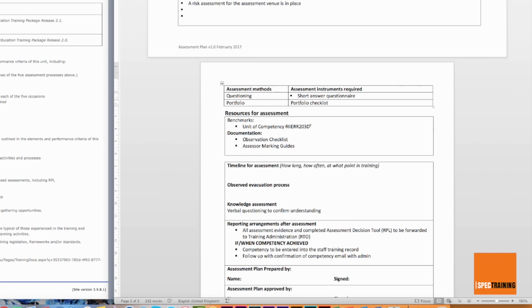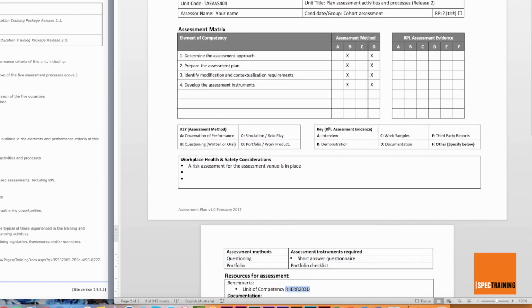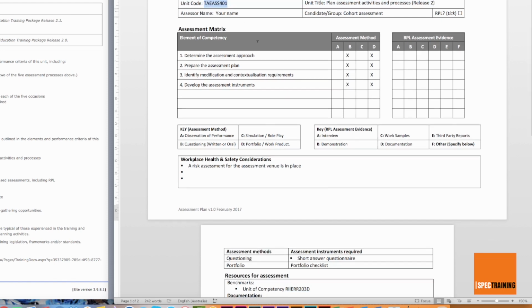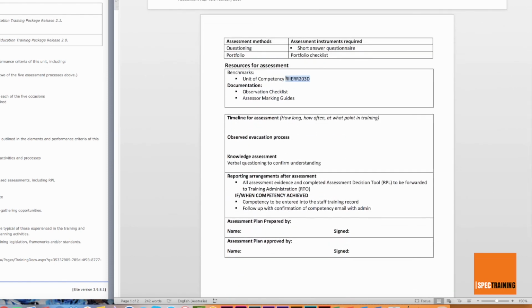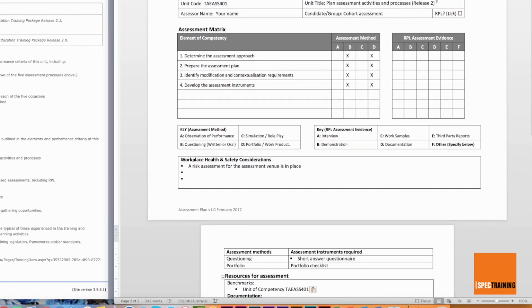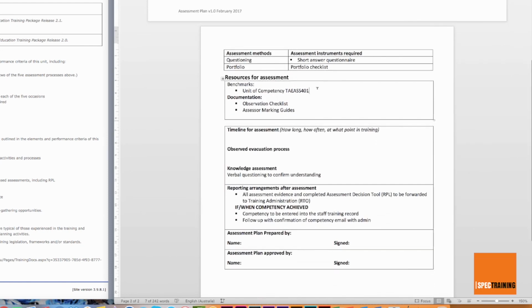The benchmarks, well, the unit of competency we're using is not this one. It's the one at the top of the assessment document. So we can be a bit sneaky and just simply copy and paste that down to here. And to make sure we meet the conventions of writing these things, we'd better ensure we have both the code and the title next to it.